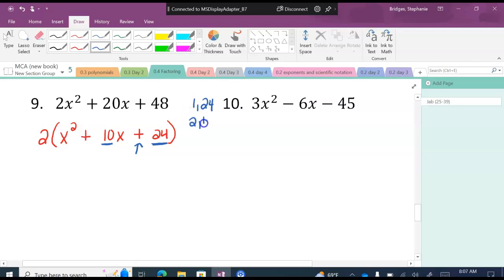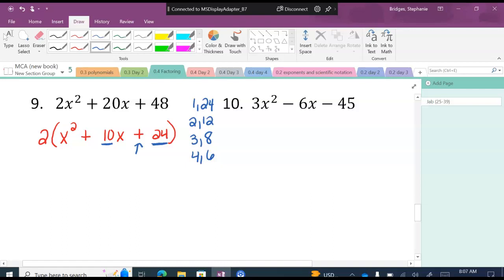Then it's 2 and 12. That doesn't work. 2 and 12 subtract to give me 10, but I don't want them to subtract to give me 10. I want them to add to give me 10, so that's not going to work. All right, 3 and 8 does not add to give me 10. What about 4 and 6? Does that add to give me 10?